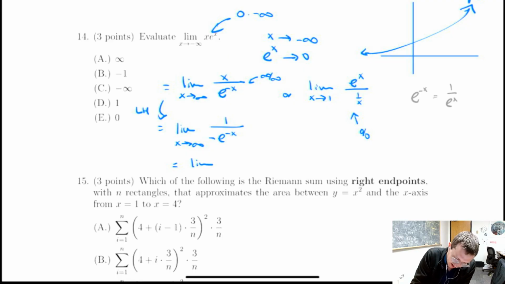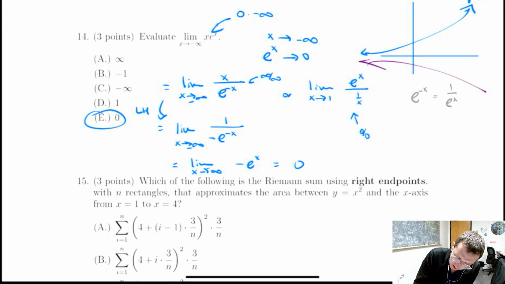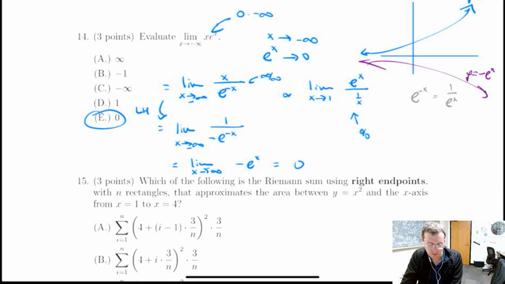But this is the limit as x approaches, sorry, negative infinity of minus e to the x. That's 0, because the graph of e to the x looks like that. So as we approach negative infinity, we're still approaching 0.